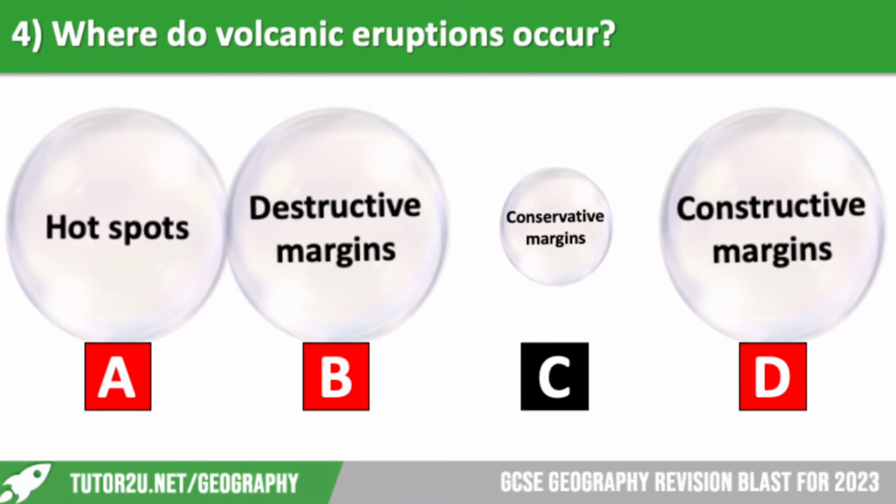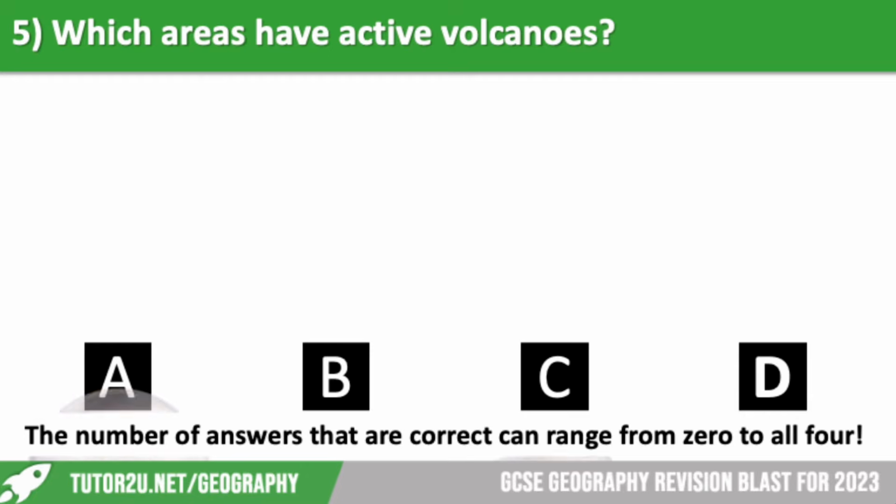So at conservative margins, there is no magma, which means that there is no volcanic activity. Hotspots are places like Hawaii, so not anywhere near a plate boundary, but the crust of the Earth is thin enough for the magma to break through.